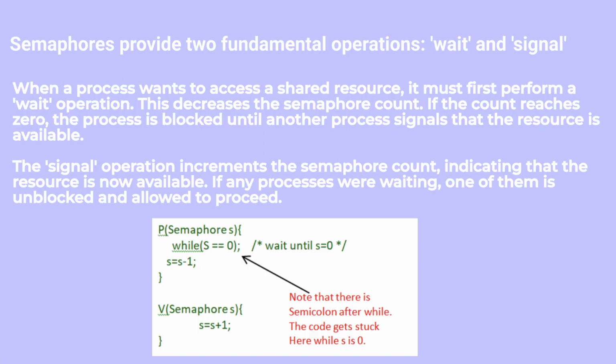Semaphores provide two fundamental operations: wait and signal. When a process wants to access a shared resource, it must first perform a wait operation. This decreases the semaphore count. If the count reaches 0, the process is blocked until another process signals that the resource is available. The signal operation increments the semaphore count, indicating that the resource is now available. If any processes were waiting, one of them is unblocked and allowed to proceed.